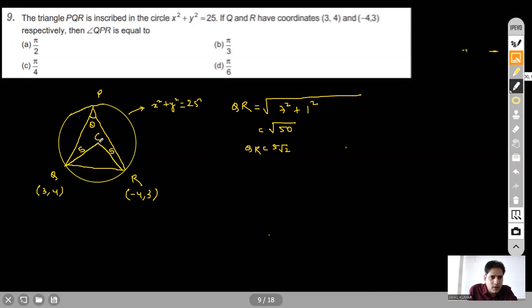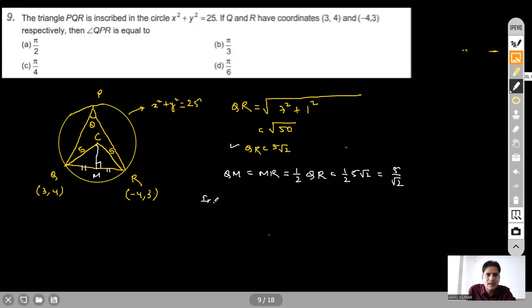Now let me draw one perpendicular from this C. I'm drawing one perpendicular from the center of the circle to the chord QR. If I draw the perpendicular to the chord, it will bisect the chord basically. So let me name this M. So this QM will be equal to MR, right? This QM will be equal to MR and that will be equal to half of QR. And we know the value of QR. So it will be half of 5 root 2, that is nothing but 5 upon root 2. So this MR distance is 5 by root 2.